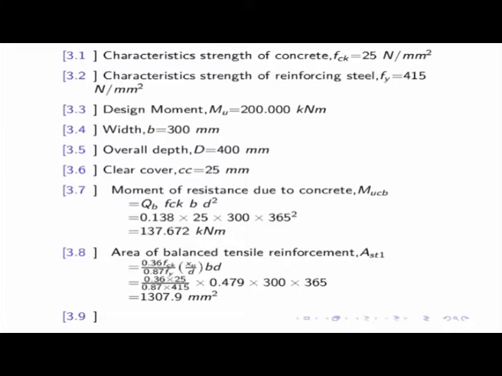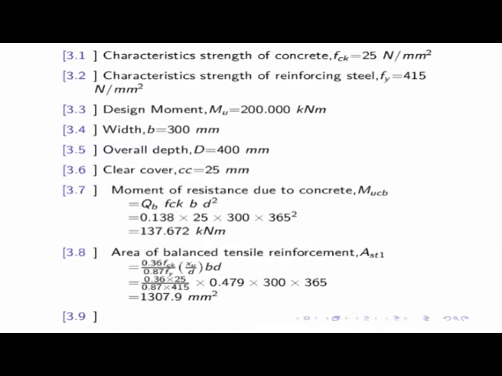So, that means if I can go up to this, I cannot go beyond that. That means the section which I have given you here, 300 millimeter by 400 millimeter, as per the theory of reinforced concrete structures, I can go up to 137.672 kilonewton meter, that is the moment, and the corresponding area of steel can be 1307. So, I am short of 63 kilonewton meter, which I still have to resist, and who will resist that? It will be resisted by the additional steel.